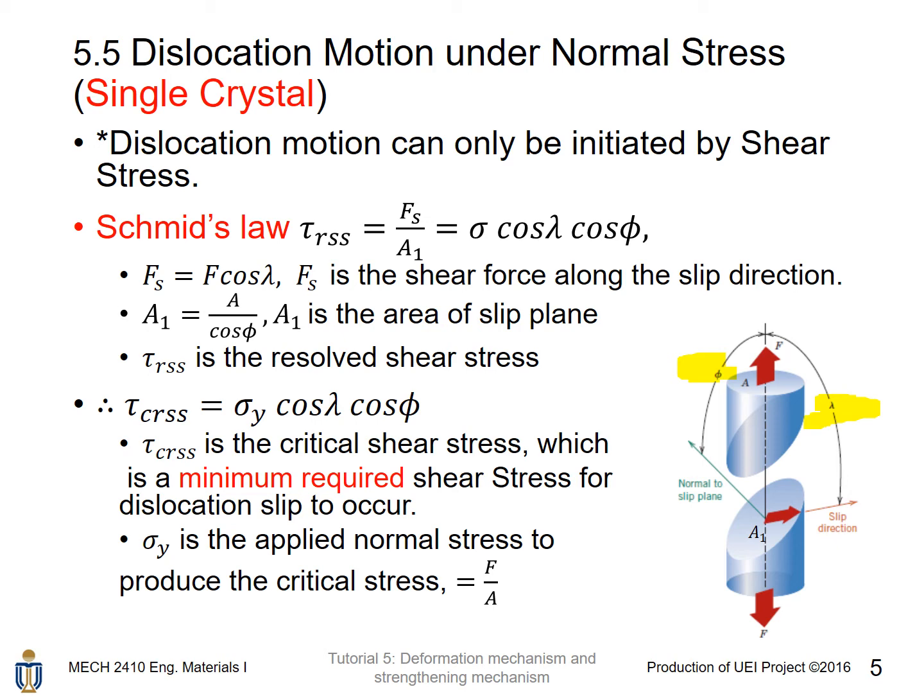And RSS, I just mentioned it. Basically, critical resolved shear stress is the minimum required shear stress for dislocation slip to occur. And sigma y is the applied normal stress to produce the critical stress, which is equal to F over A, which is the definition of the stress. That means when you apply this amount of stress, the material will start to deform in that particular direction.